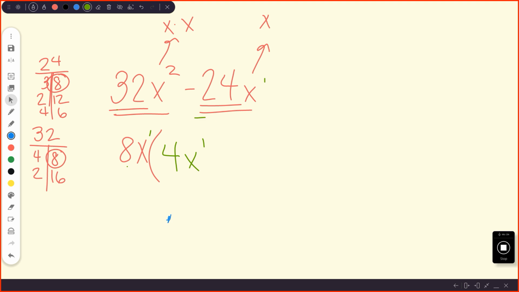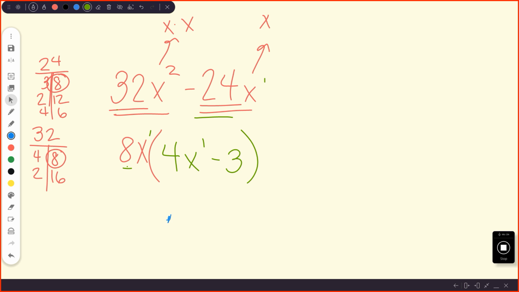Now what about negative 24 divided by 8? Negative 3. Now if I'm dividing x to the 1 divided by x to the 1, division is subtraction. So 1 minus 1 is 0. I don't put anything.